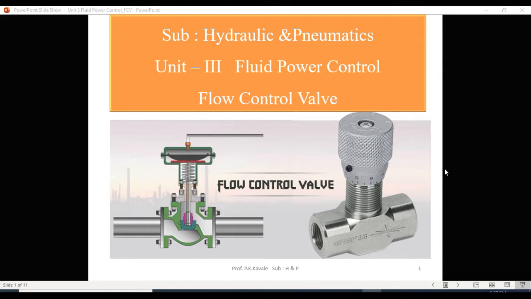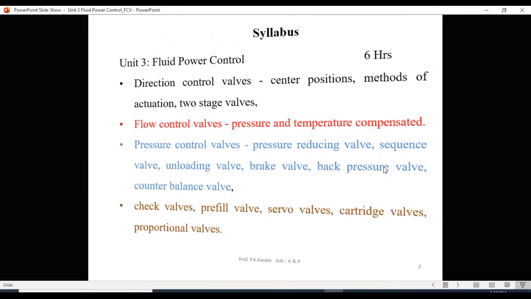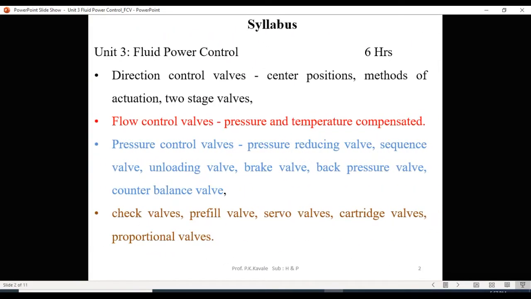The subject is hydraulics and pneumatics, and today's topic is fluid power control. In that, we will study the flow control valve. Flow control is one of the important control valves. As per the syllabus, we have to study DCV (direction control valve), FCV (flow control valve), PCV (pressure control valve), and some other related valves such as check valve, prefill valve, servo valve, and cartridge valve. Today we will see the flow control valve.